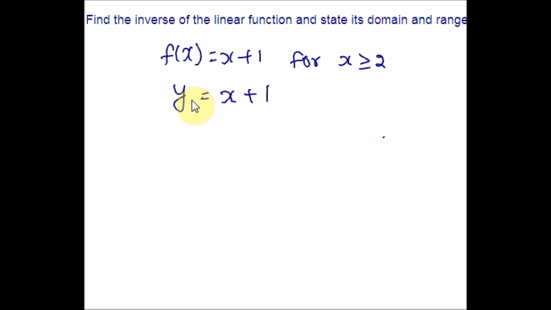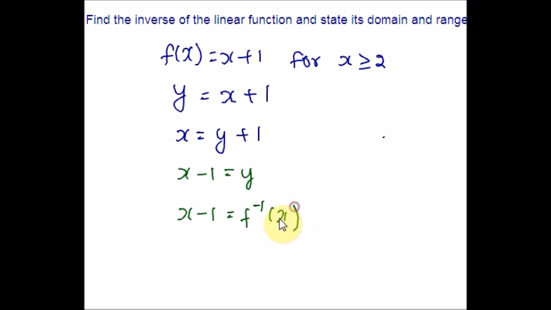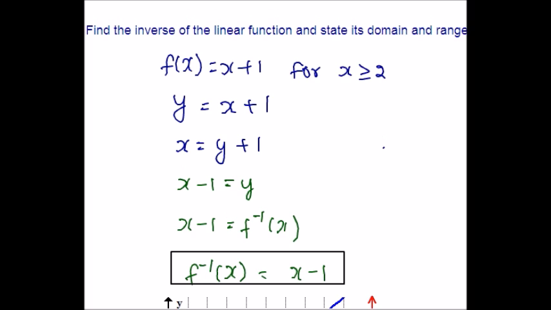Swap the x and y. So we will get x is equal to y plus 1. Subtract 1 from both sides. So you will get y, replace y by f inverse of x. I'm just going to swap the sides so that I can keep f inverse of x on the left side of the equation. For the domain, x greater than or equal to 3 and range y greater than or equal to 2.